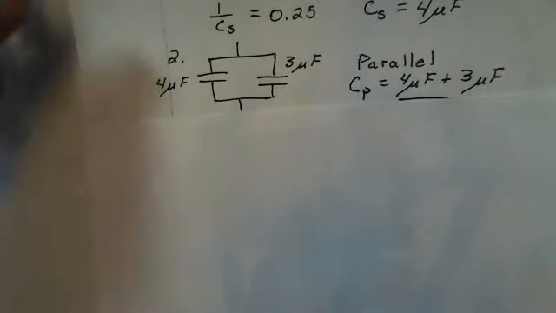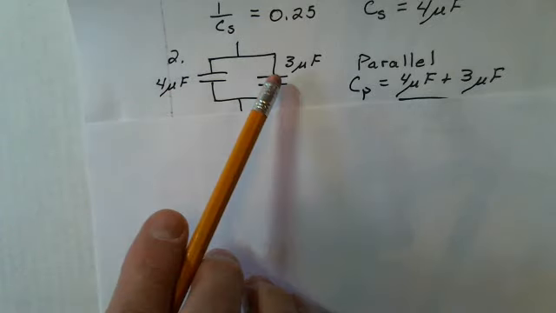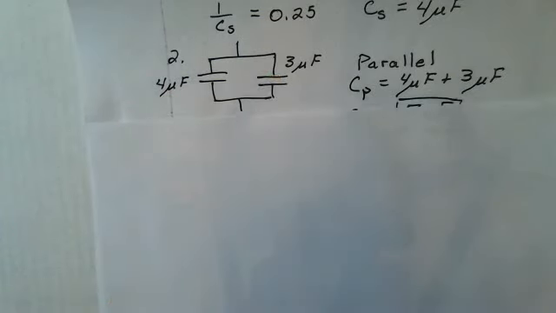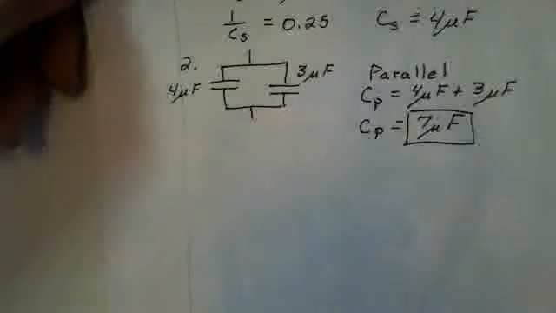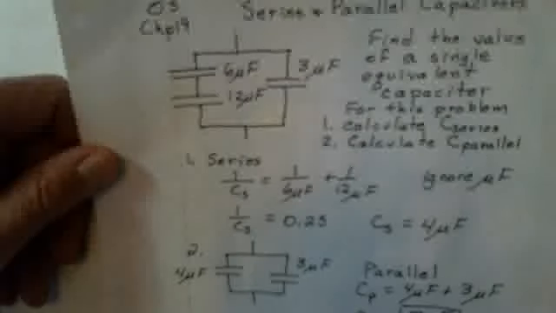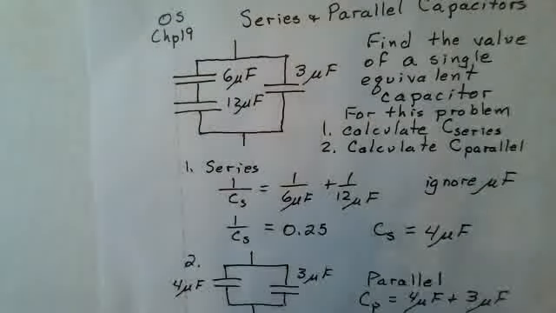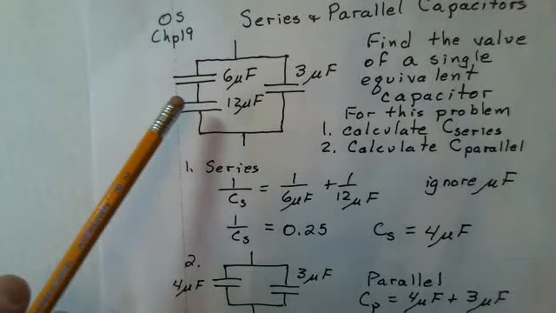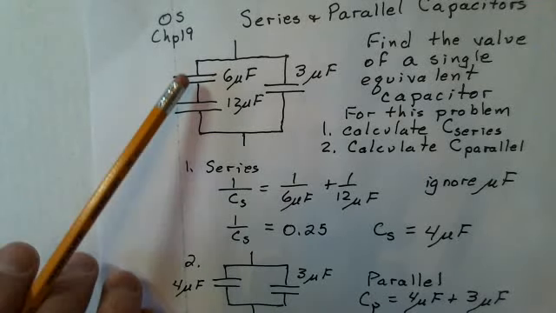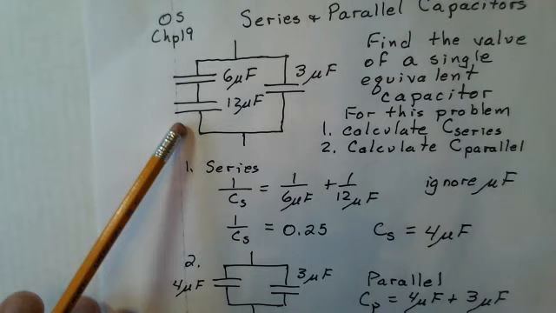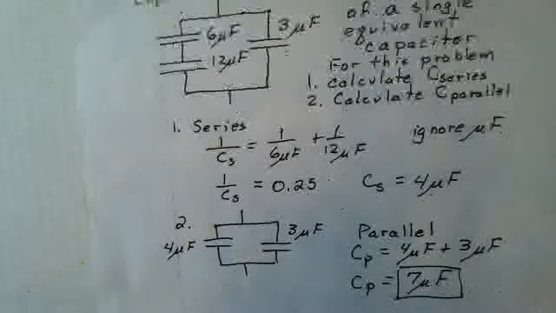Then we have the 4 microfarad equivalent in parallel now with the 3 microfarads. Parallel capacitors are easy to calculate. You just add up. So the 4 plus the 3, and we have 7 microfarads for the equivalent capacitance for this circuit. So we're done. That's an easy task. We were given a network of capacitors, these 2 in series, then the parallel. We calculated the series equivalent capacitance first, and then we used that value and calculated the net capacitance of the circuit.